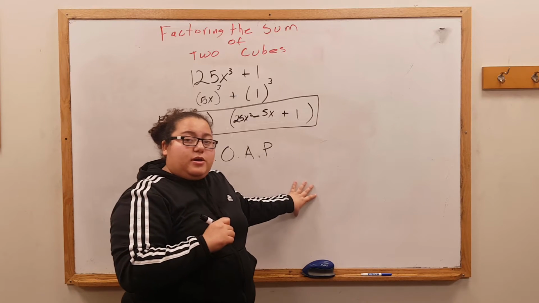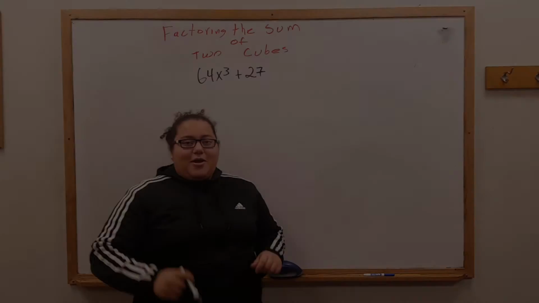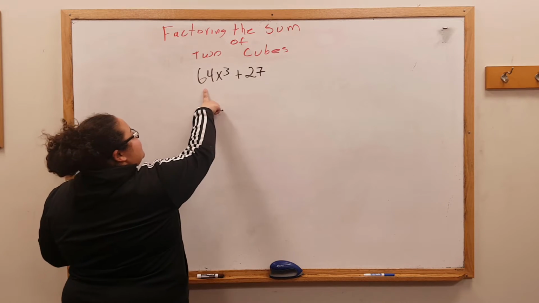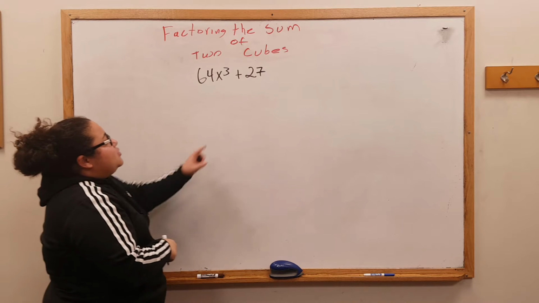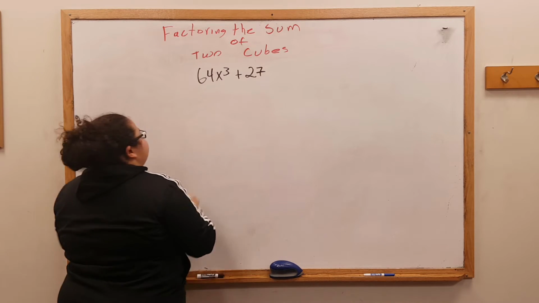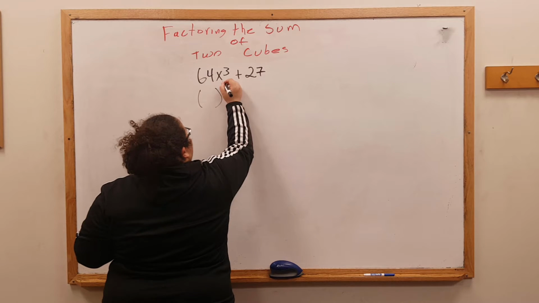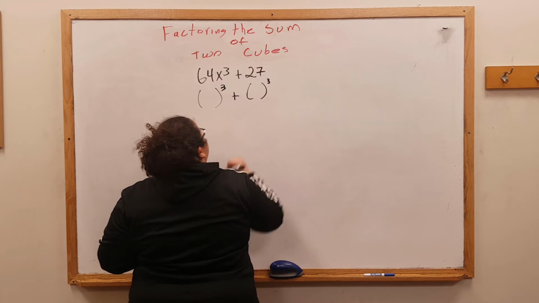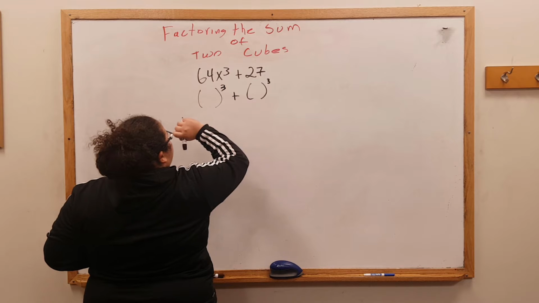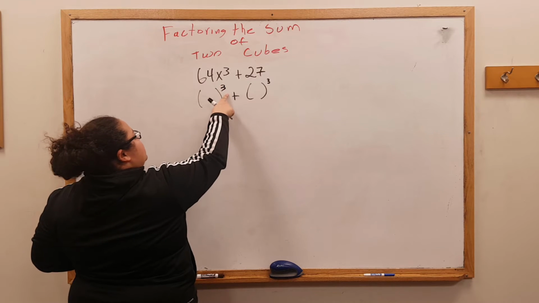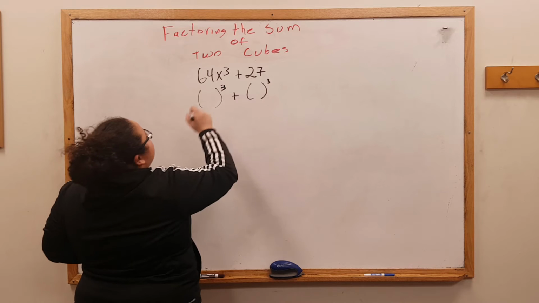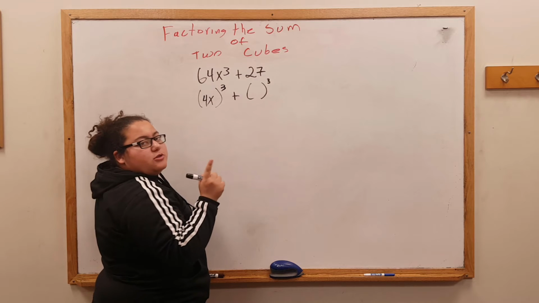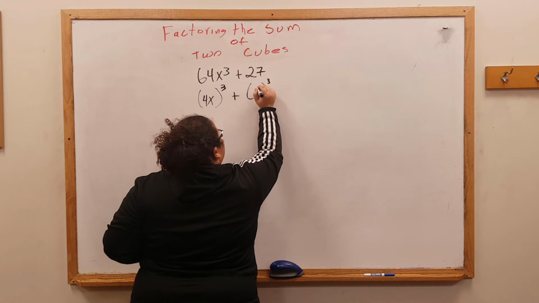I'm going to erase this board, and I'll be back with another example. Alright, I'm back with another problem, the last one. And this time we have 64x cubed plus 27. Again, let's set up those cube parentheses. Now, what number cubed equals 64? We have 4x. And what number cubed equals 27 is 3.